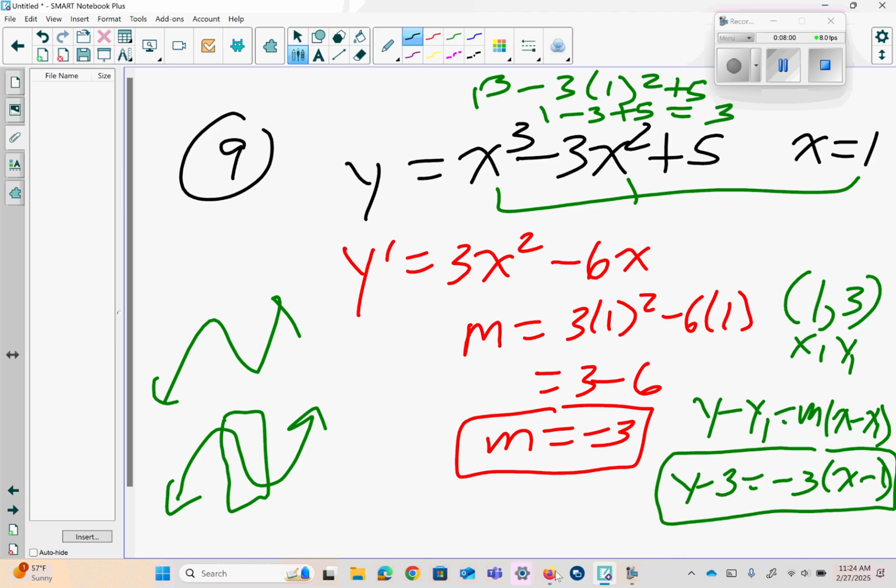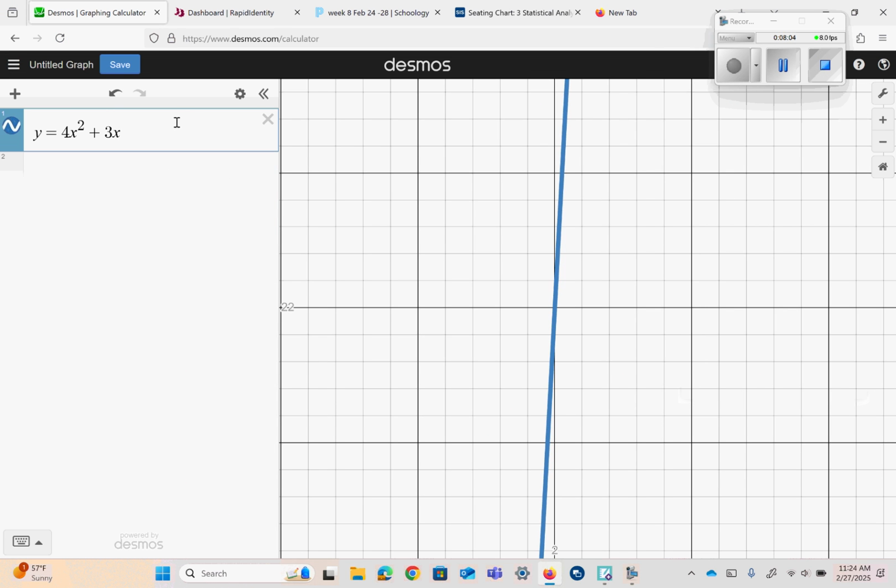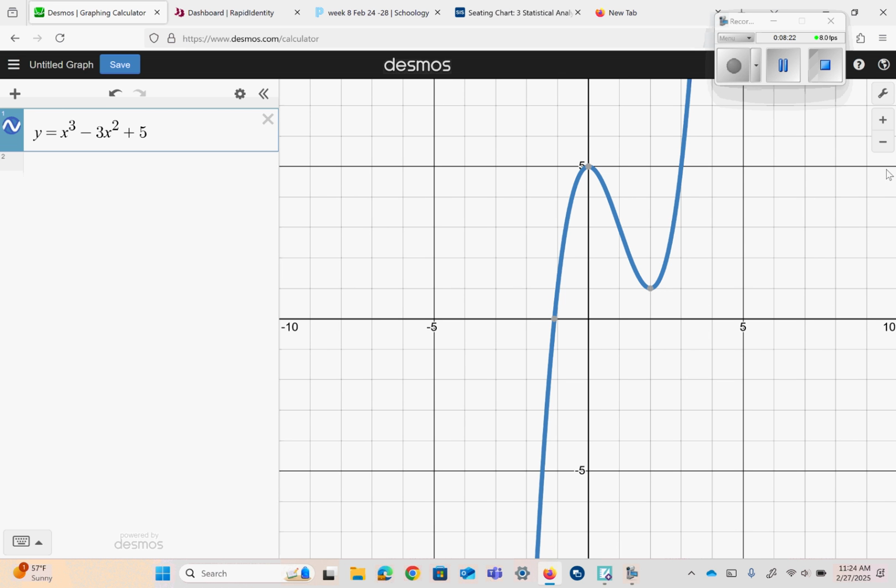So let's just verify that on Desmos. Clear these bad boys out of here. So I get y equals x to the third minus 3x squared plus 5. Go back to home. So there's my graph.